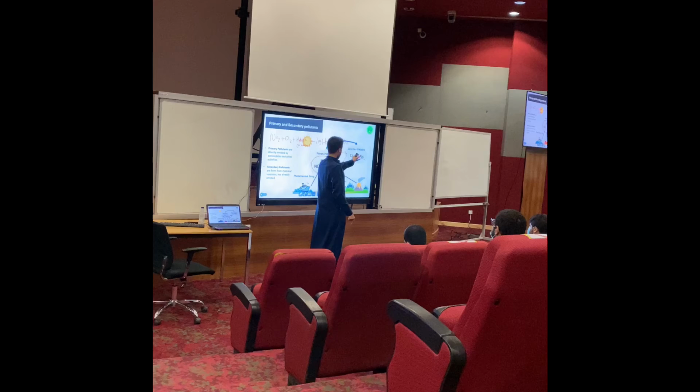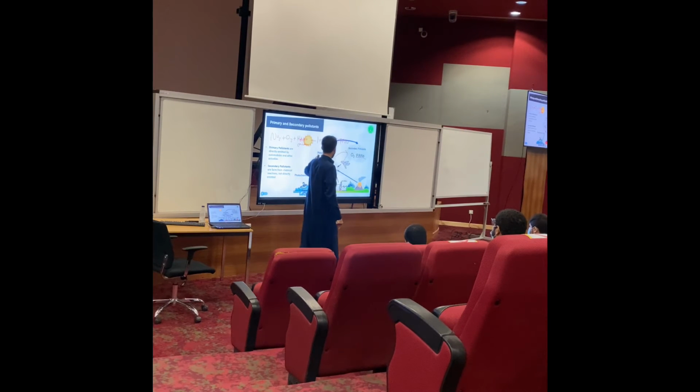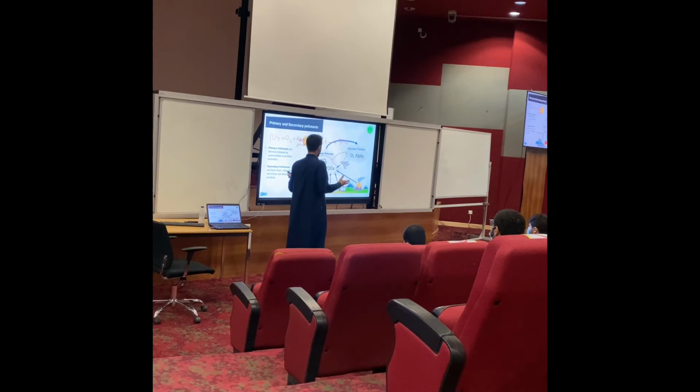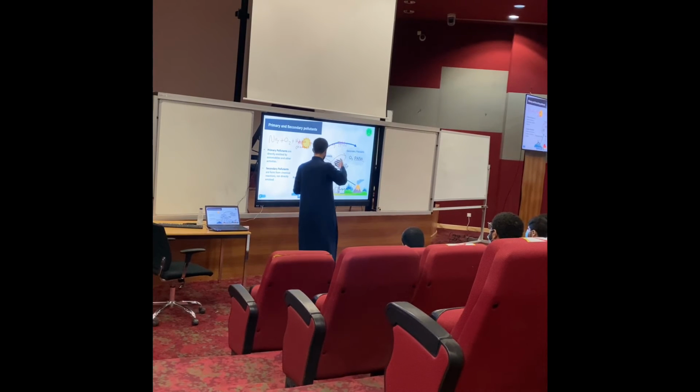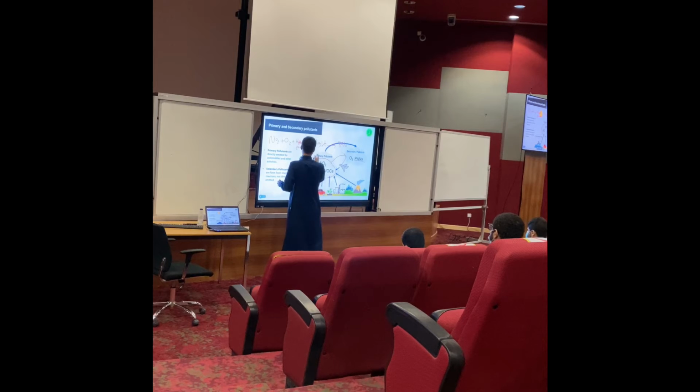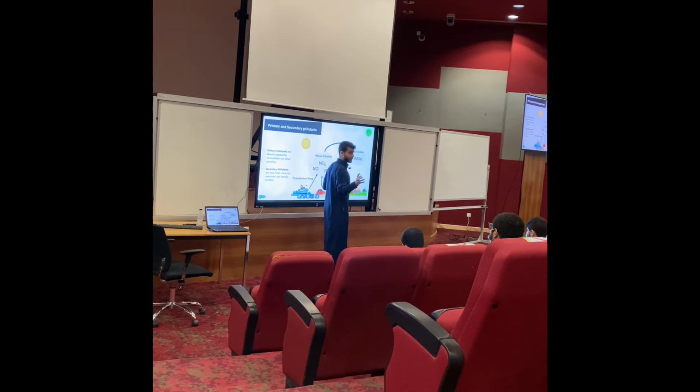So as you can see, the secondary pollutants are not directly emitted. They are chemically formed, okay? And we have ozone. We're going to see the mechanism in the next video, inshallah. So any question at this point? Any question? Okay, so let's resume.